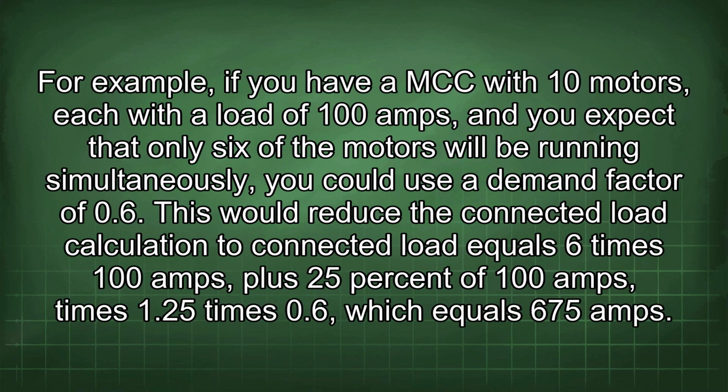For example, if you have an MCC with 10 motors, each with a load of 100 amps, and you expect that only 6 of the motors will be running simultaneously, you could use a demand factor of 0.6. This would reduce the connected load calculation to: connected load equals 6 times 100 amps plus 25% of 100 amps, times 1.25, times 0.6, which equals 675 amps.